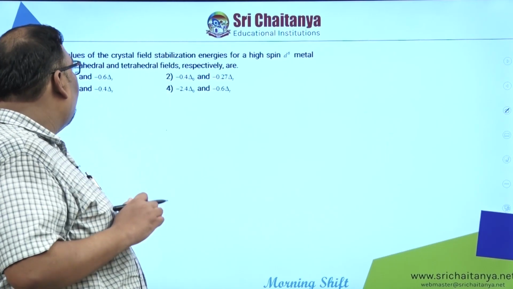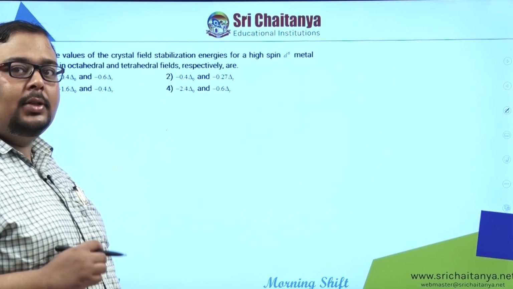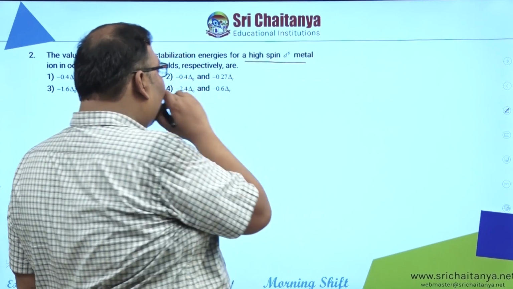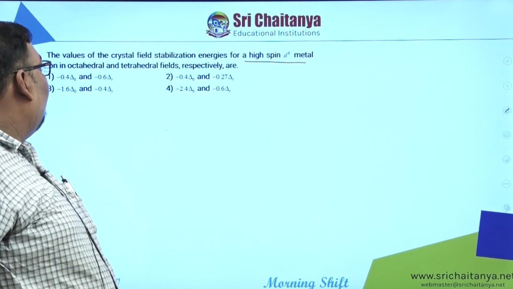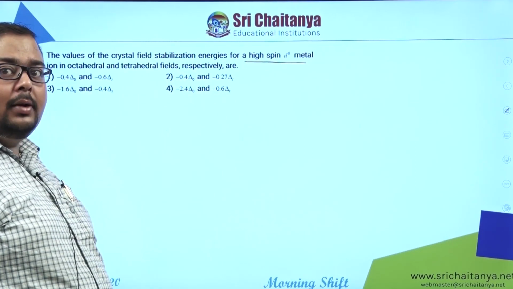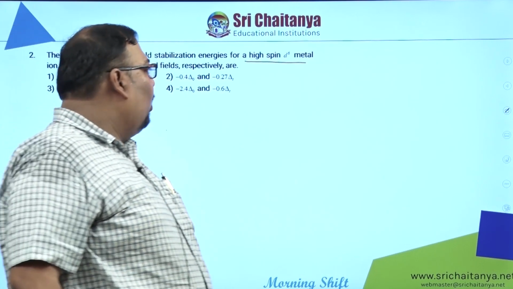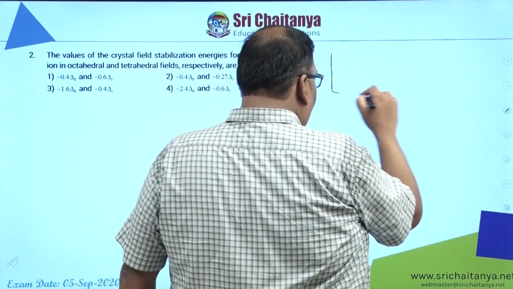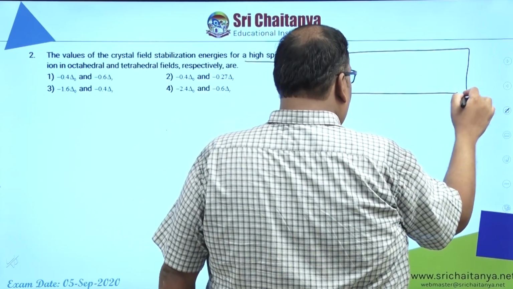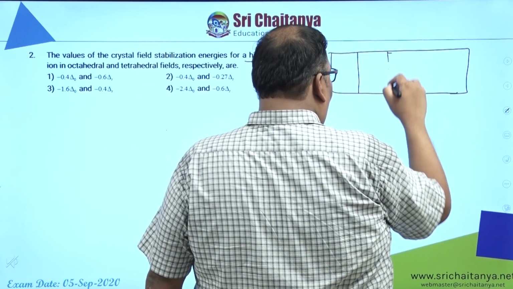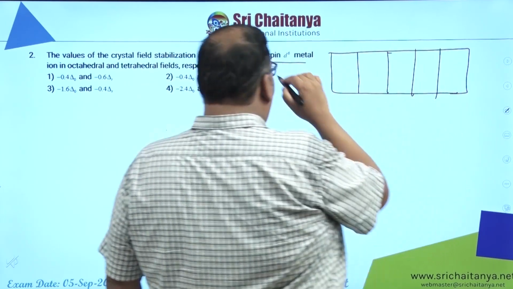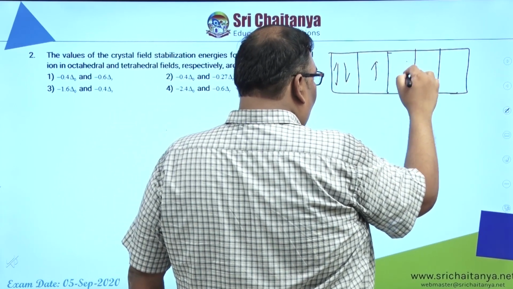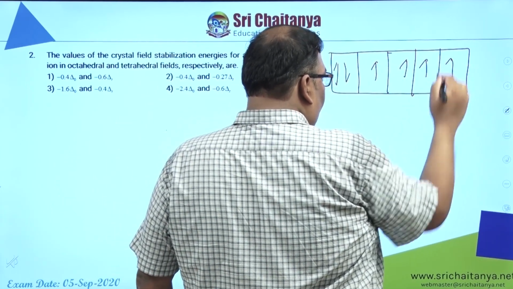In question number 2 it is saying that the values of crystal field stabilization energies for a high spin D6 metal complex, in octahedral and tetrahedral fields, are respectively. Now you see, when you are talking about D6 configuration, this means that there are 6 electrons in the d orbitals, and it is high spin. This means that it will be having this type of configuration.